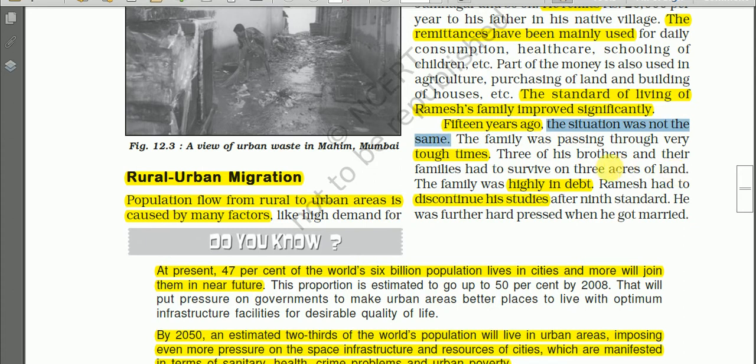The family was passing through very tough times, and 3 of the brothers and their families had to survive on 3 acres of land. The family was highly in debt, and Ramesh had to discontinue his studies after 9th standard, and he was further hard pressed when he got married.